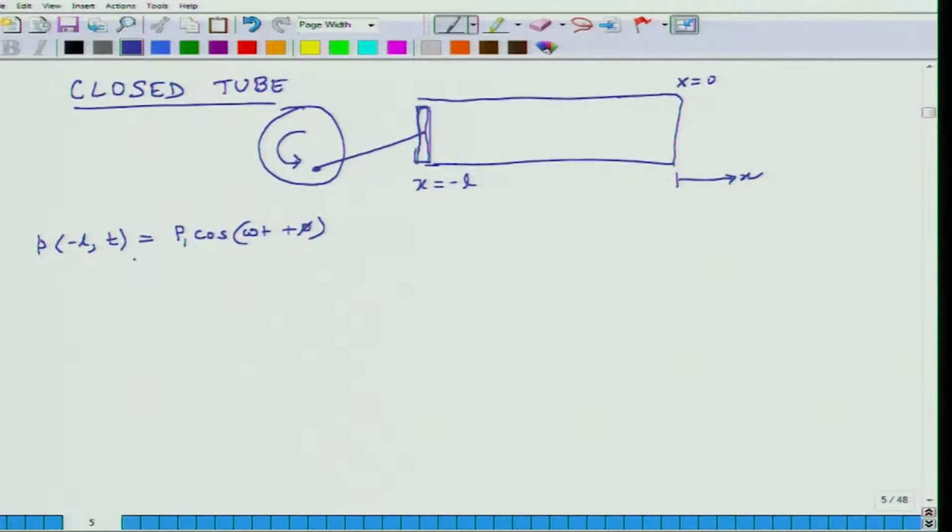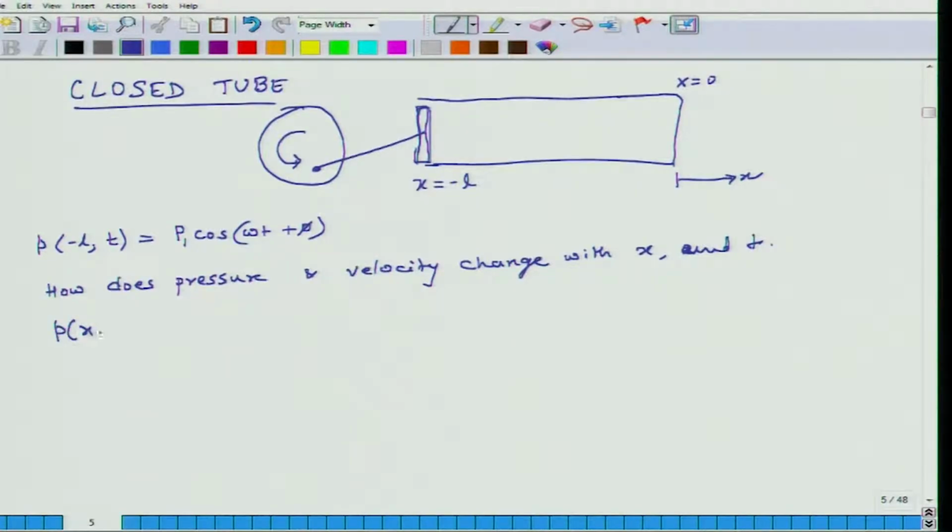So what is it that we are interested in? What we want to know is how pressure and velocity change with x and time. Mathematically, we want to know what is this function, p of x and t.